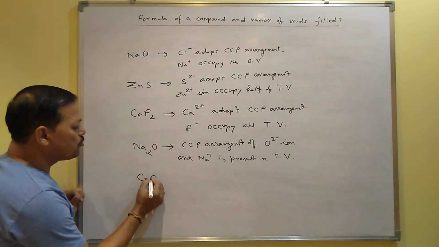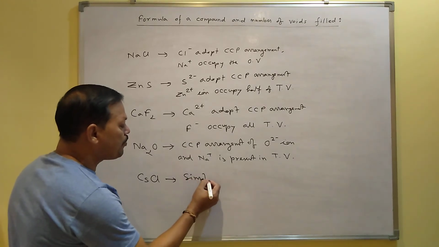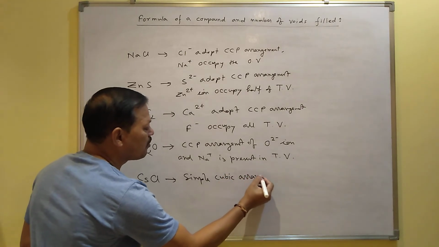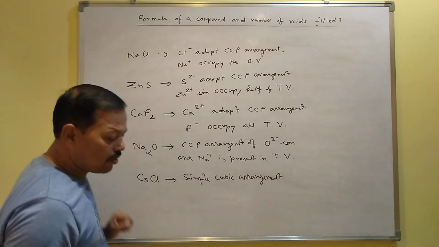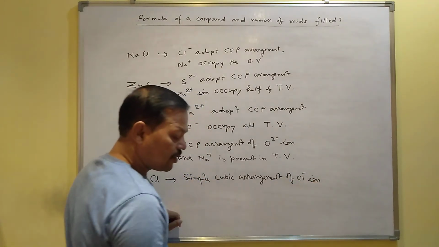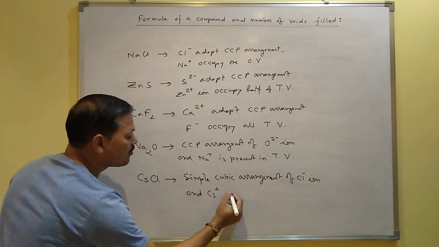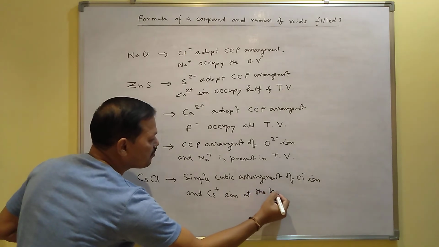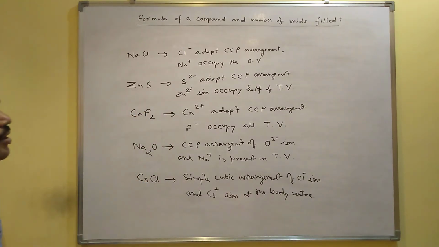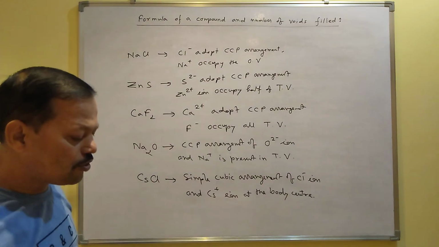And one structure you have to know, cesium chloride. Here, simple cubic arrangement, I mean the particles are present only at the corners. Simple cubic arrangement of Cl minus ions and cesium ion at the body center. This is the structure of body center, means it is present at the center of the cube. These are the different structures observed experimentally for different types of solids.